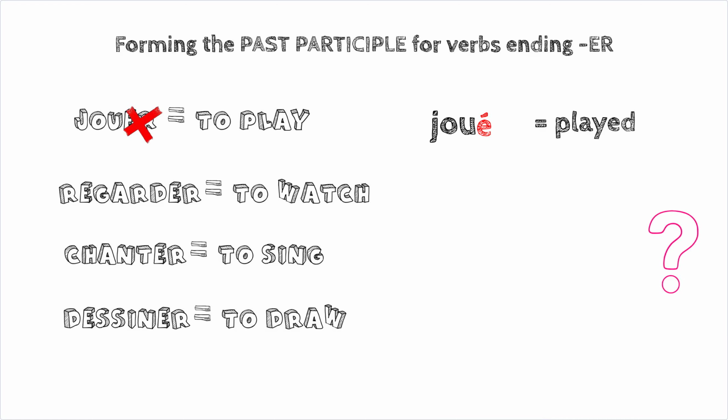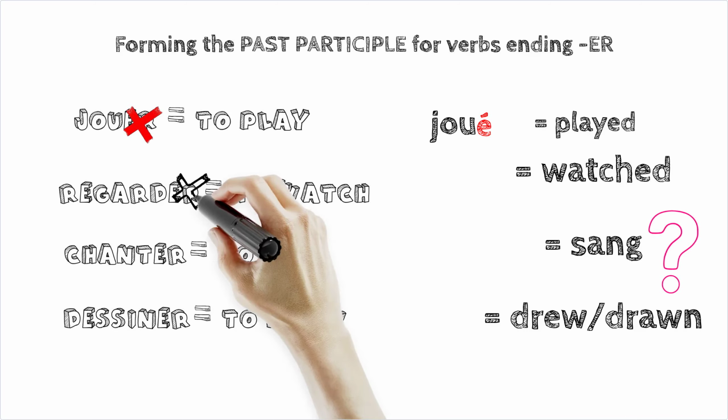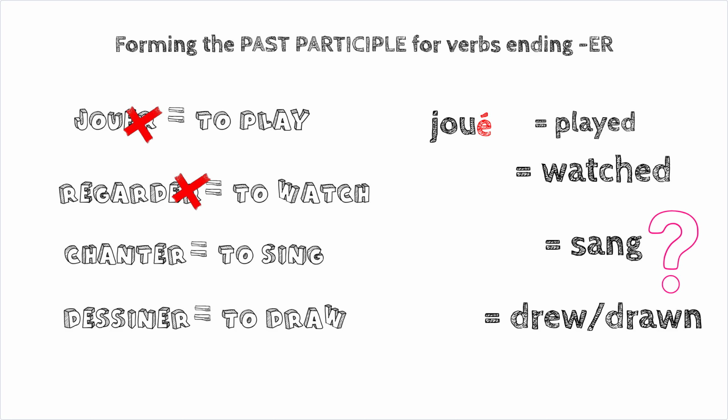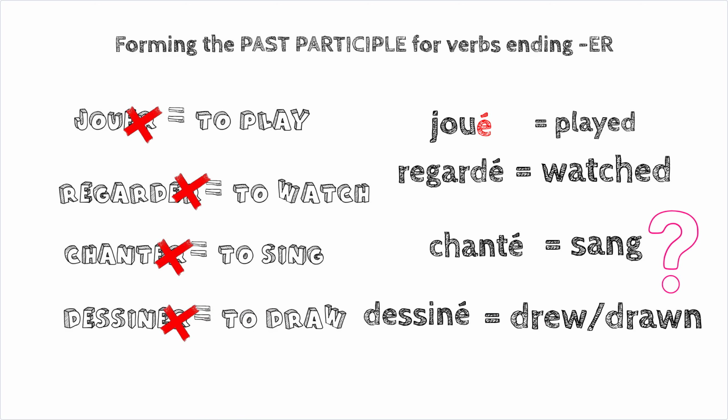So how would we say watched, sang, or drew? So exactly the same. We're going to take off the ER and add an E with an acute. Regarder becomes regardé, watched. Same with chanter. We're going to take off the ER and add an E with an acute. And the same again with dessiner, becomes dessiné with an acute accent.